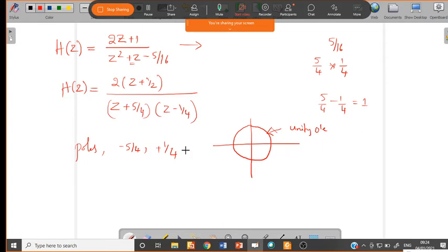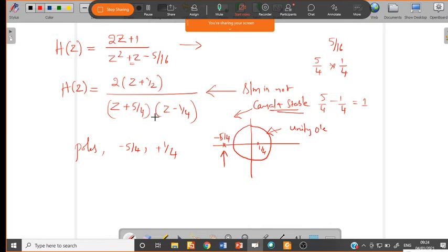Okay, so now 1 by 4 will definitely lie somewhere here inside the unity circle. And what about this 5 by 4? It is 1.25, that means on the negative side it is outside the unity circle. So one pole is existing outside the unity circle. So then what we can say is the system is not both causal and stable.